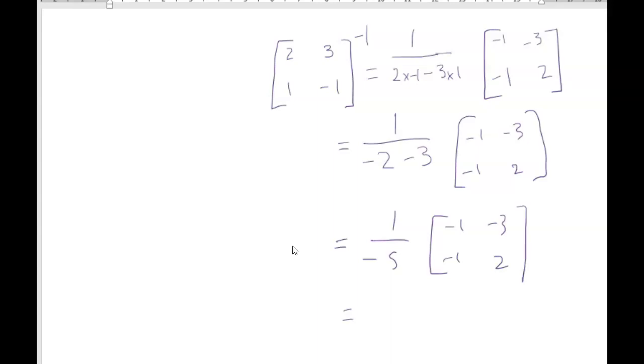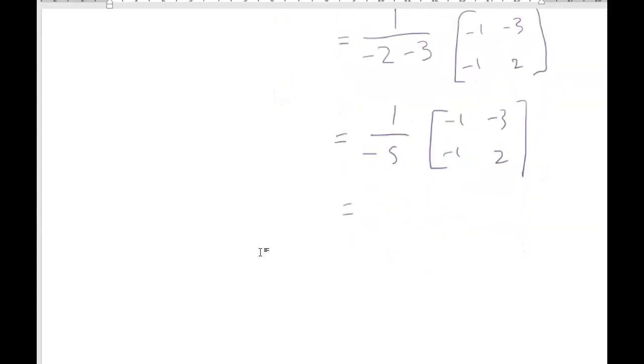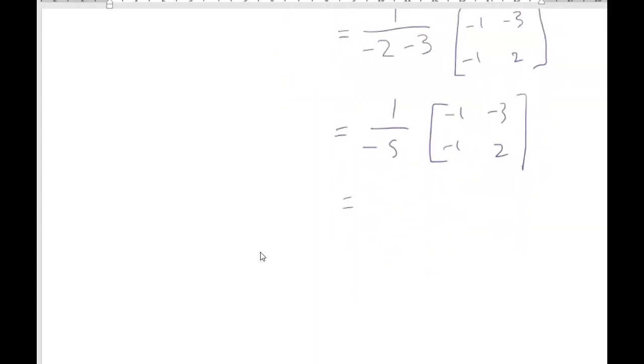So this is a scalar multiplication. That just means everything inside this matrix is multiplied by -1/5. I'm just going to scroll up a bit so we've got a bit of space. So this first element, -1 times -1/5 gives you +1/5. Then in this next spot, we're going to have 3/5, and then 1/5 again, and then -2/5. So all I've done is multiplied through this scalar, the 1 over -5 or -1/5.